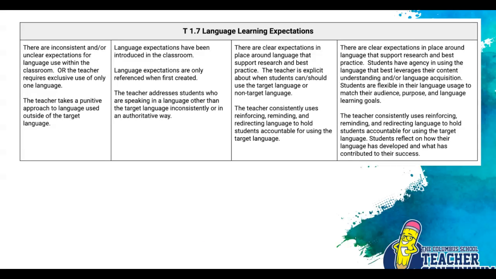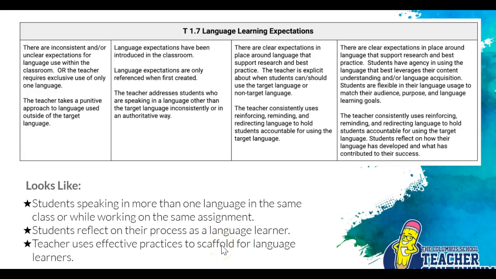We've now reached subtopic 7, language learning expectations. This is the last subtopic of classroom culture. Please take a moment to read from left to right. In a classroom with practices towards the right side of the continuum, this might look like students speaking in more than one language in the same class or while working on the same assignment. Students reflecting on their process as a language learner, and the teacher using effective practices to scaffold for language learners.